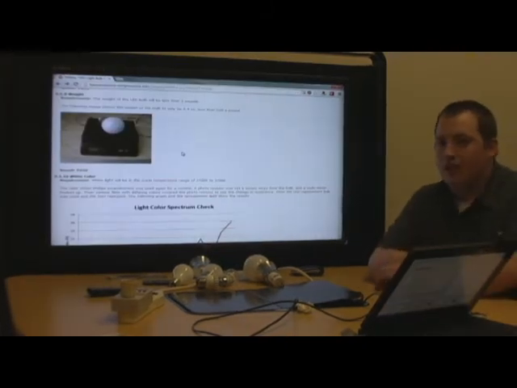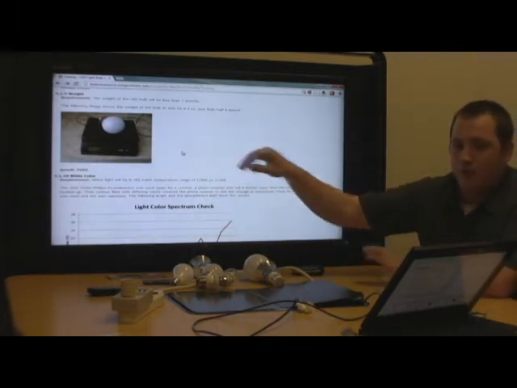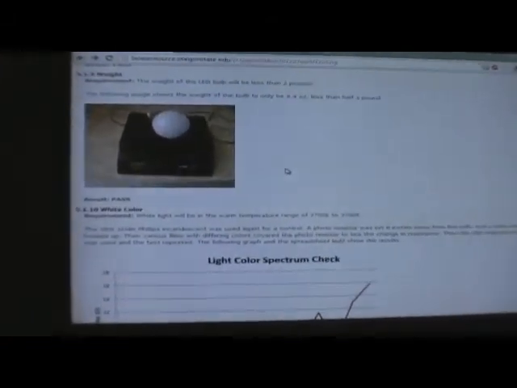The next requirement was the weight. It had to be under 2 pounds, which was clearly met, as shown in our picture here. We weighed our bulb on a postage scale, and it only weighed around 6.4 ounces.